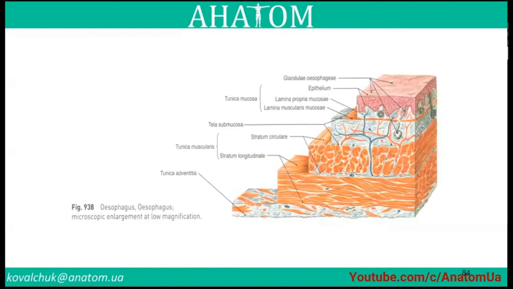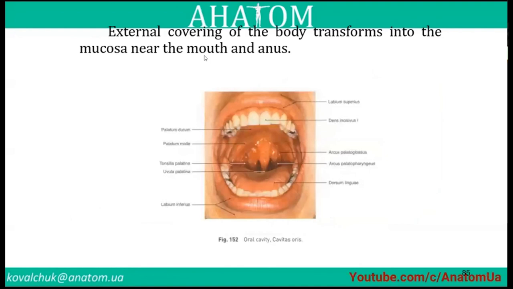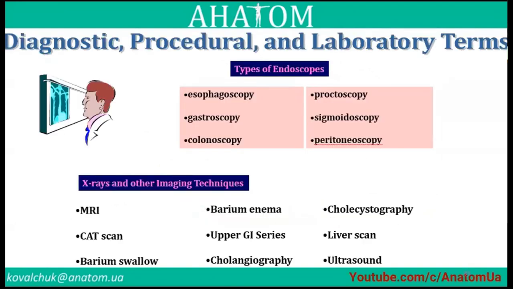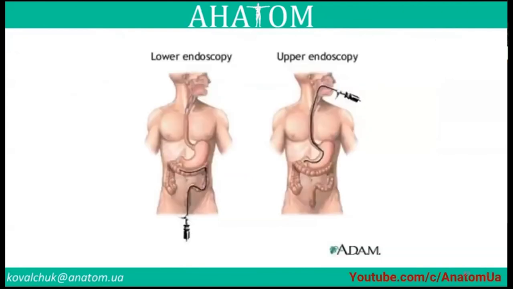The muscle layer in different organs has two or three strata or layers. Very interesting: the external covering of the body transforms into the mucous near the mouth and anus. Next, the internal structure, for example, in the stomach. In a norm it's a structure with some folds, plicae and others, but in diagnostic procedural and laboratory terms it's a scopy, a type of endoscopy. Endoscopy may be lower endoscopy and upper endoscopy.